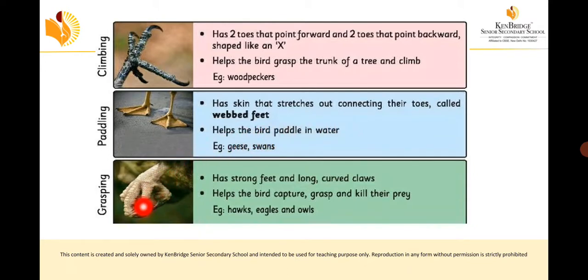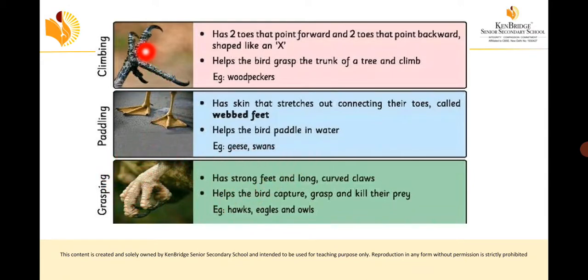Next is grasping. The bird which has strong, long, curved claws. See, the first one is very lean, but the third one is very strong. This type we call grasping. It is very strong, long, and curved. See the curves here, for eagles and owls. What will eagles and owls do for their prey, their food? Yes, they will kill the other animal. To kill the other animal, this grasping foot is used.